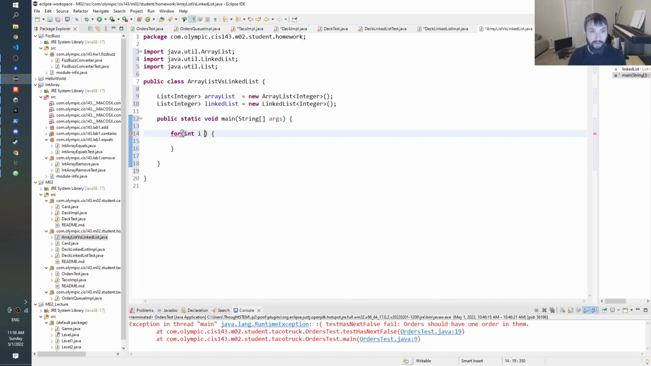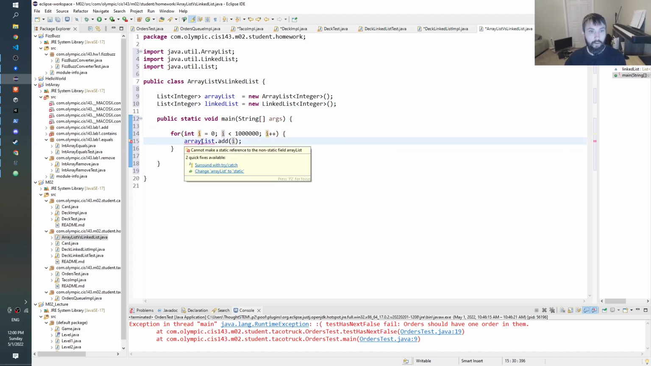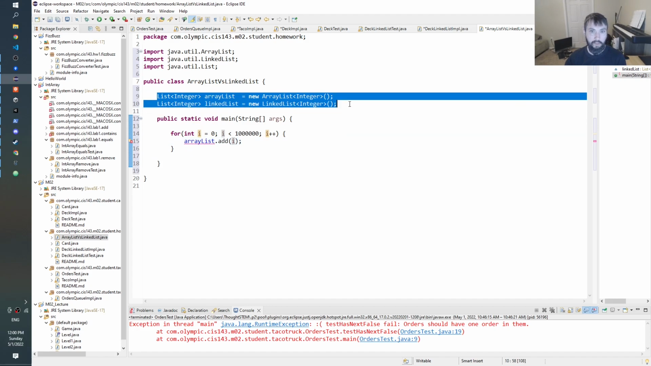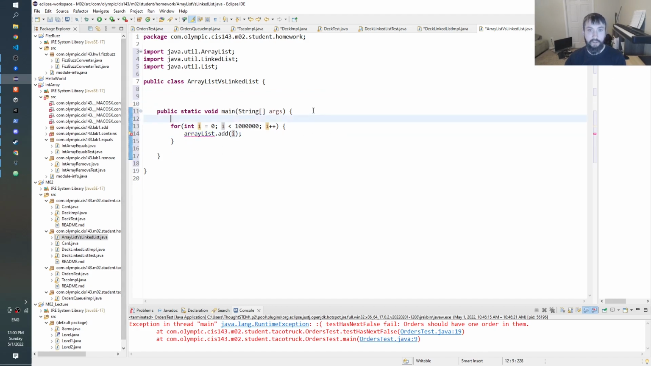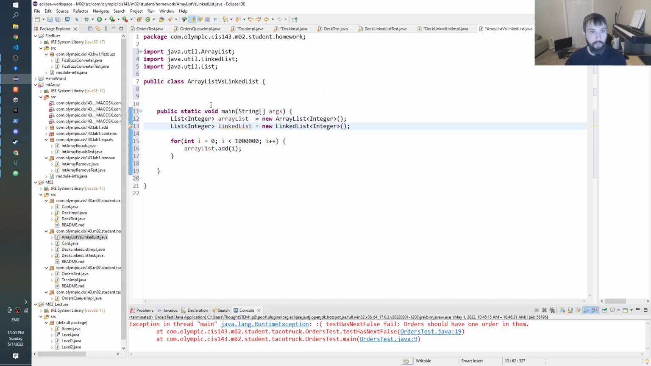So let's say int i equals 0. And we'll say i is less than 1 million. i plus plus. We'll say arrayList dot add i. And it's complaining because I put these outside of my static method. Doesn't matter. We'll just move them inside of main.